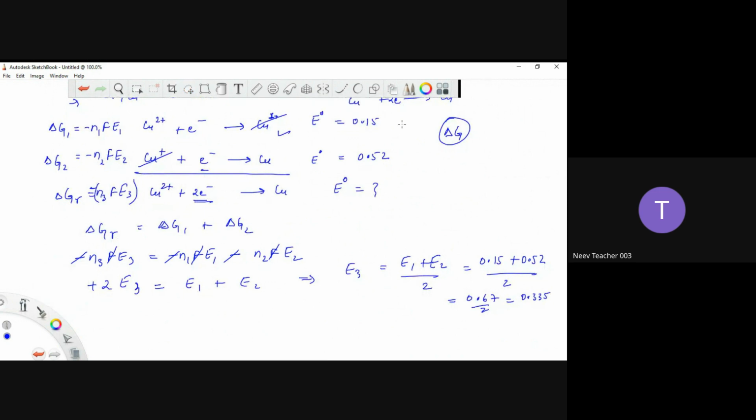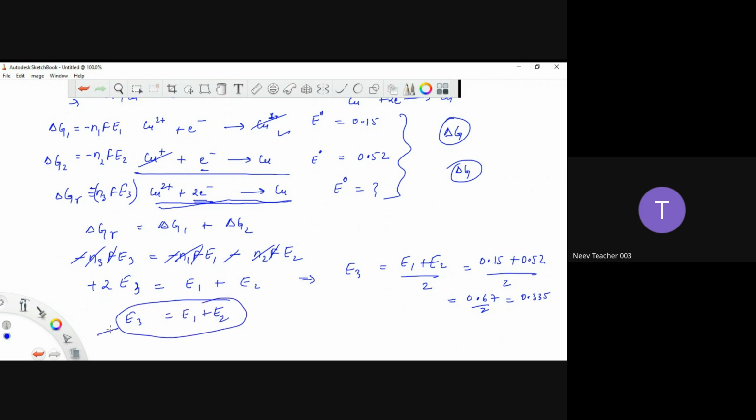So whenever such a reaction comes, where you see electrons present in the final reaction, always go for delta G. And if you want to save calculation, and the final reaction has no electron involved, then all the common electrons get cancelled out, right? So all common electrons will be cancelled out. Then what are you left with? E3 equals E1 plus E2. Then you can directly add.